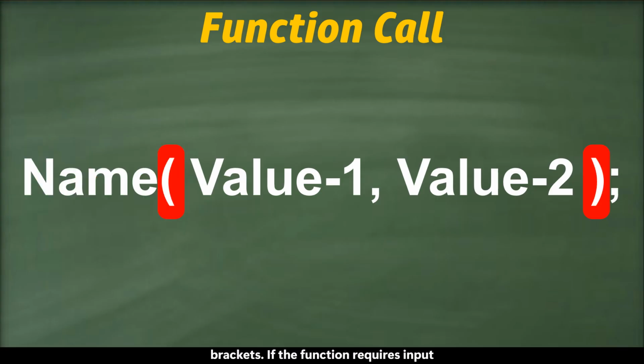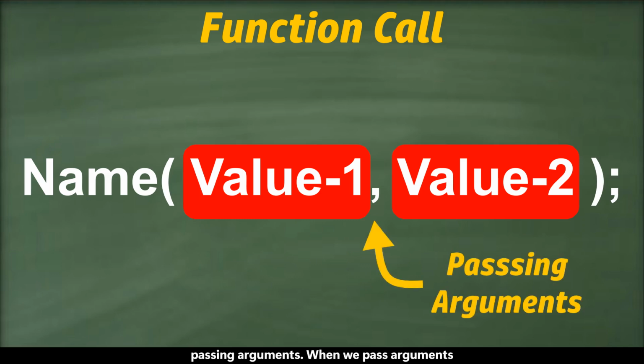If the function requires input values for the parameters, these are provided inside the brackets. Passing input values to a function is known as passing arguments. When we pass arguments to a function, we provide the data it needs to perform its task.